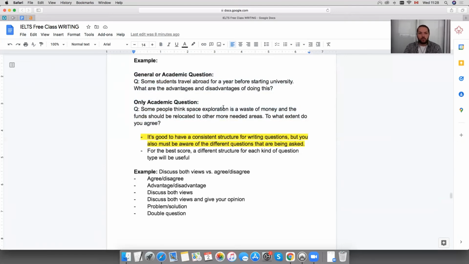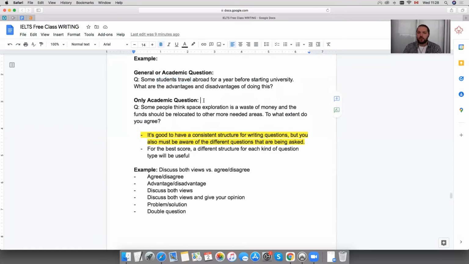For the academic, we do have some more higher level vocabulary, space exploration. We're talking about money matters and money problems. We're talking about funds and relocation compared to just some students travel for a year before university. Is that good or bad? You can feel the vocabulary differences, and you can anticipate that there's going to be a big difference in the grammatical structures that we're going to use to discuss these ideas.